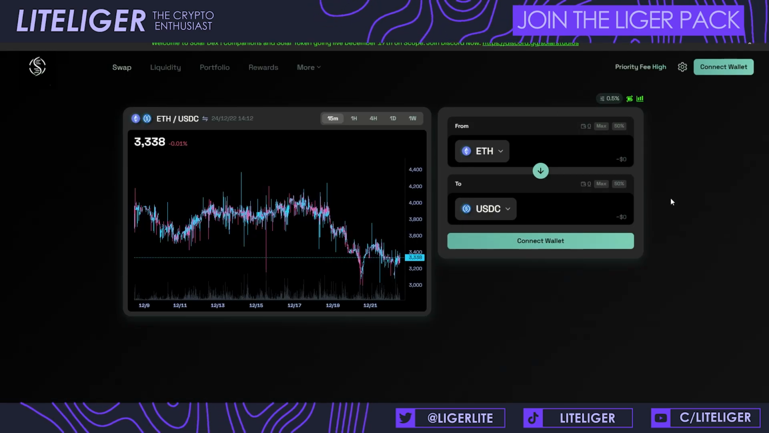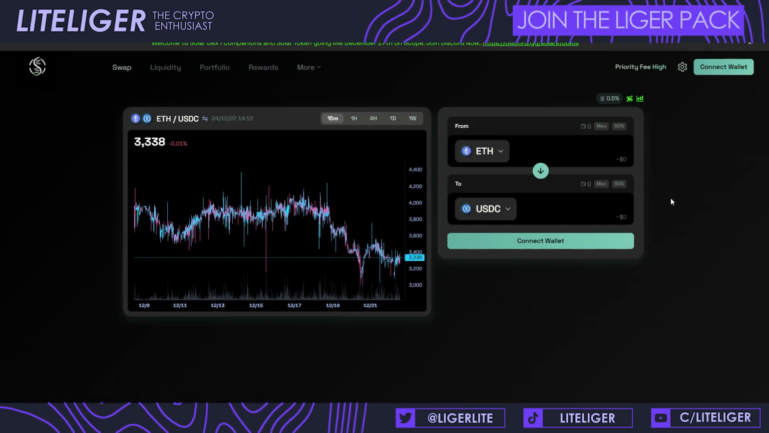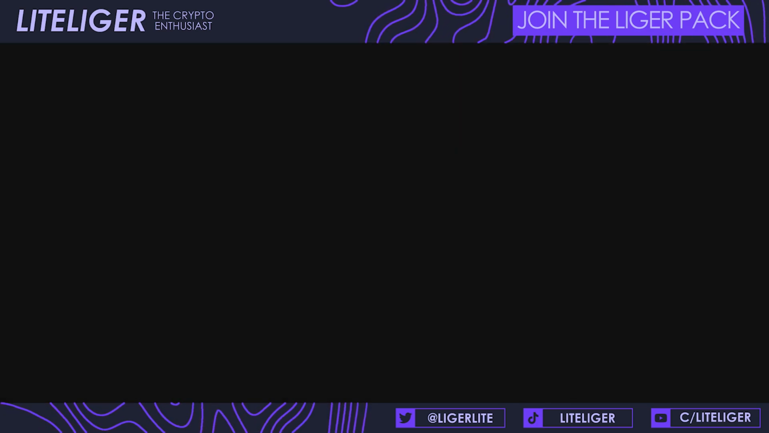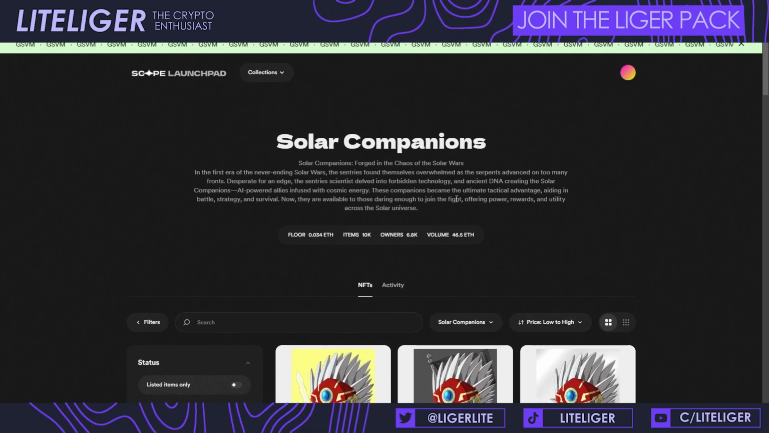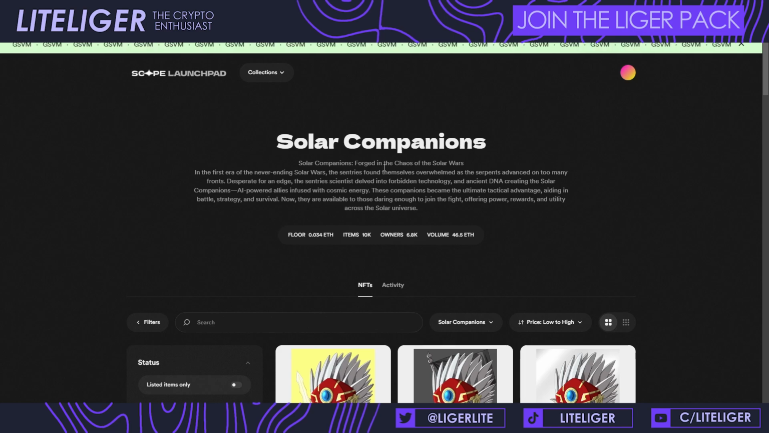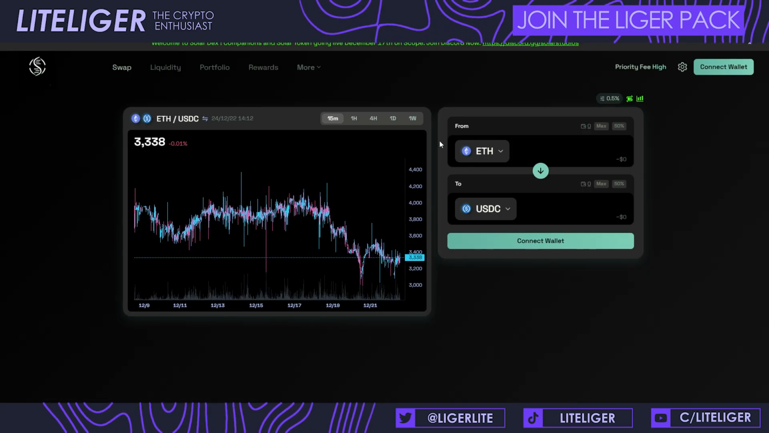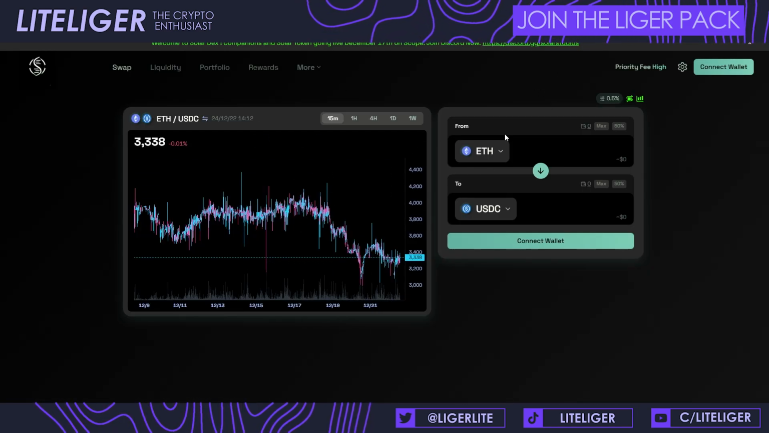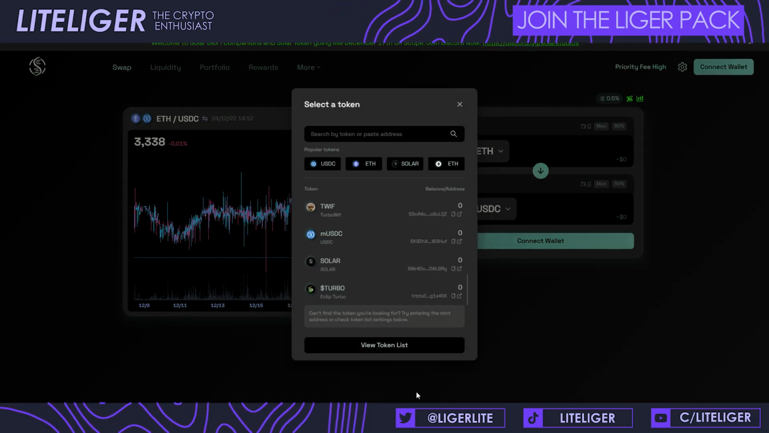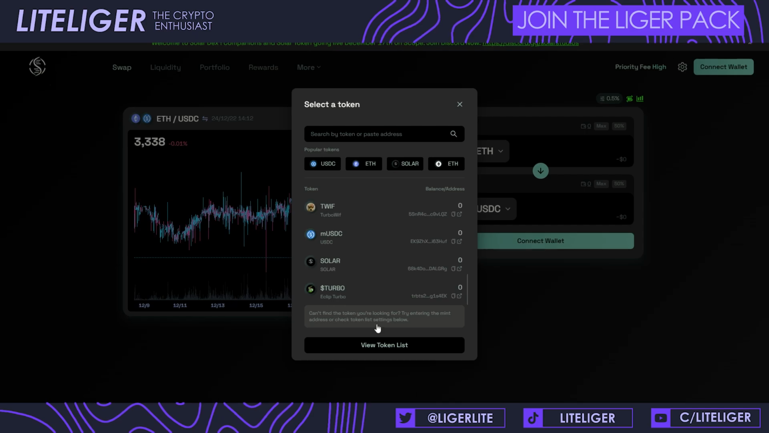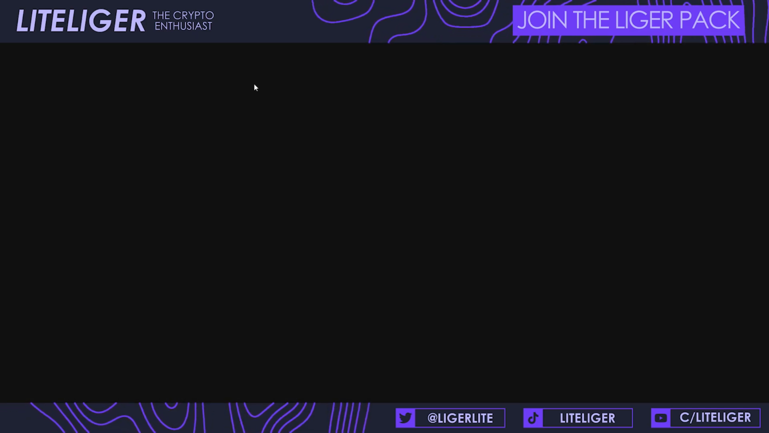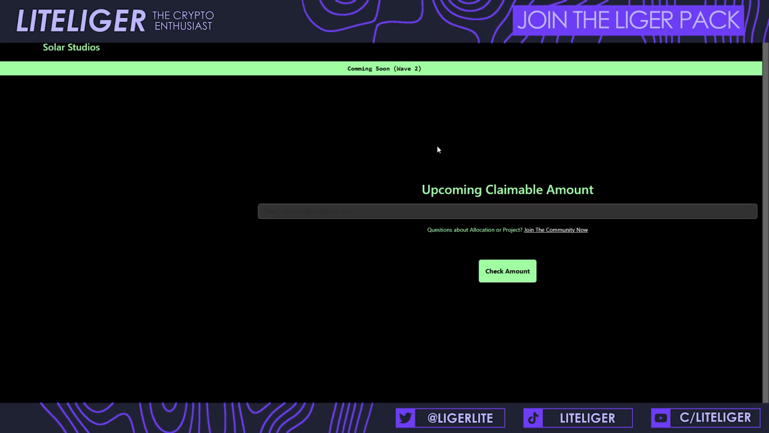Moving on, we have Solar Studios, and this is the Solar Dex I was talking about earlier with the NFT collection, Solar Companions. So this is part of their Dex, and I think holding this NFT will be getting you tokens inside this Dex. And this is another Dex where you can have a decent amount of liquidity right now in order to trade if you don't want to use Invariant. And these are definitely going to have their own points programs and things like that.